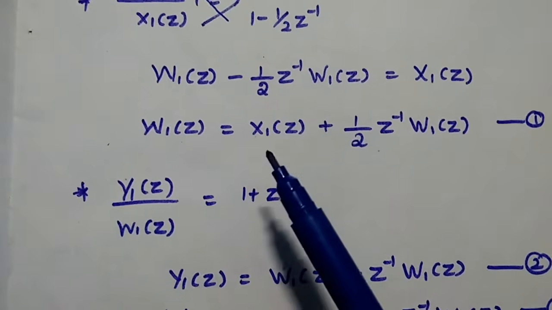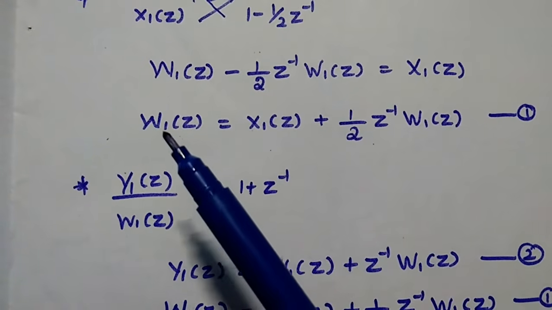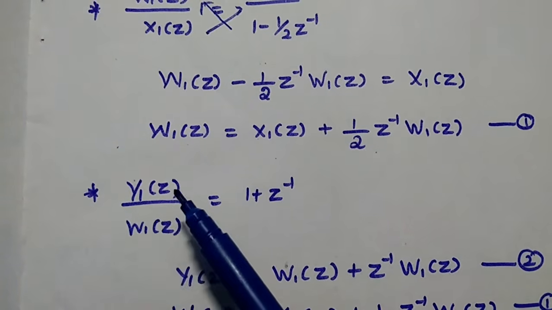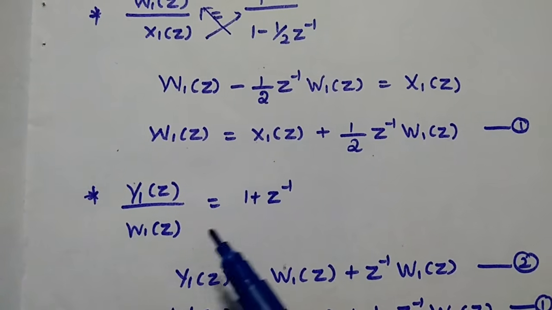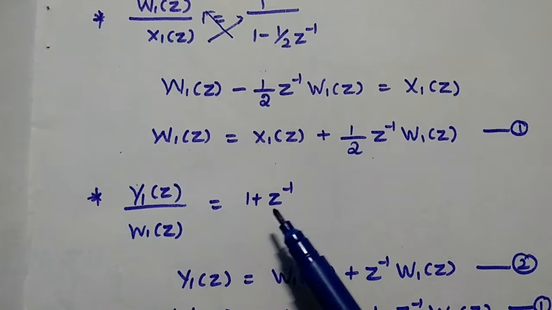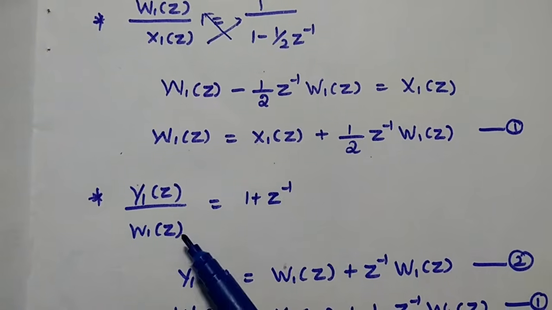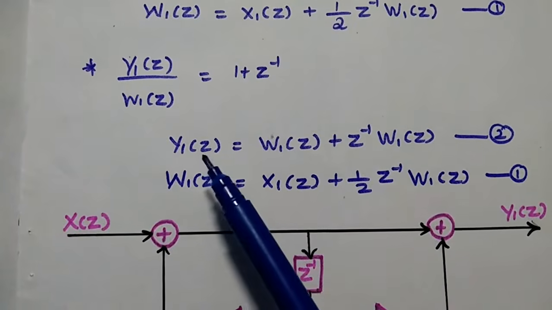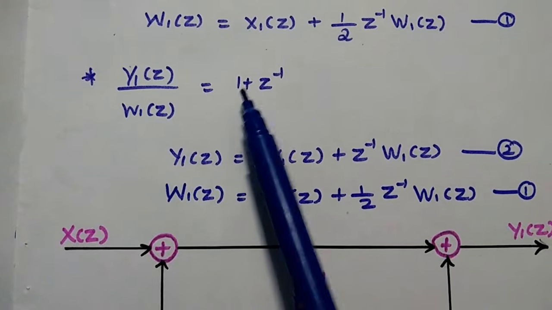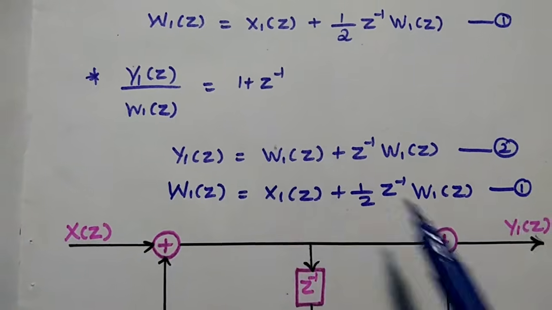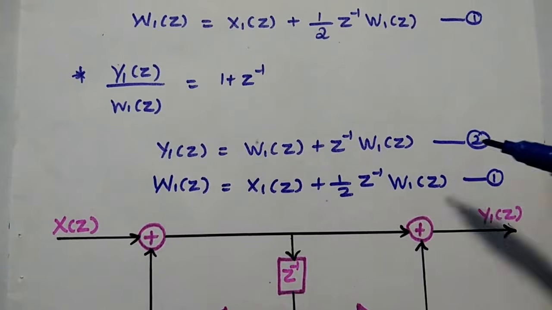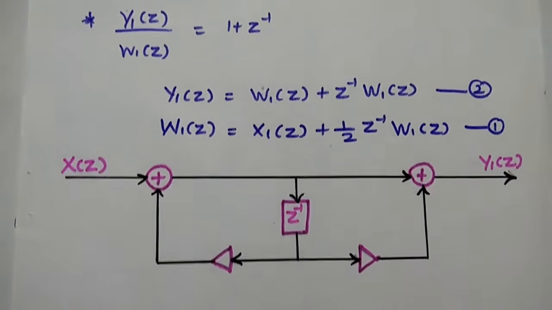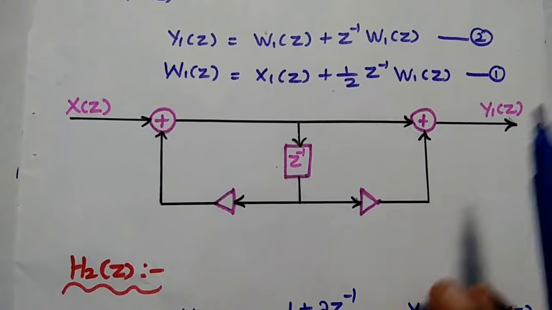So here the input is X1 of z, the output is W1 of z. So next we are going to consider the second term, Y1 of z by W1 of z is equal to the numerator value, that is 1 plus z power minus 1. Then we can move this W1 of z to the right hand side. Then we can get Y1 of z is equal to W1 of z plus z power minus 1 into W1 of z. Consider that as the second equation. So we have two equations, 1 and 2. So we are going to draw the direct form 2 structure for these two equations.